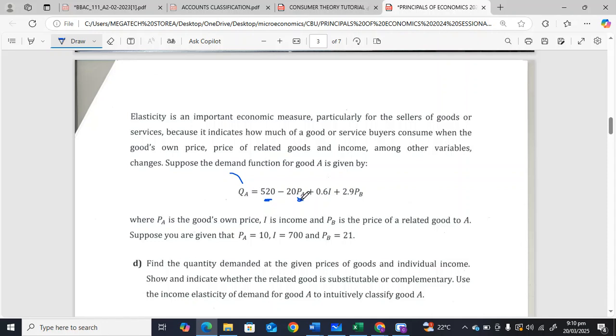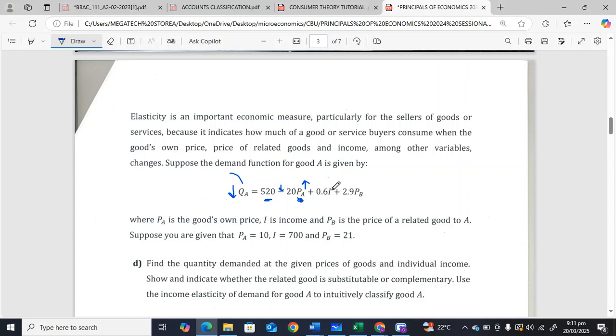PA represents the price of good A. As you can see, since there's a negative sign here, there is an inverse relationship, meaning if the price of good A goes up, the quantity of good A goes down. Okay. So the signs here are going to tell us a lot.